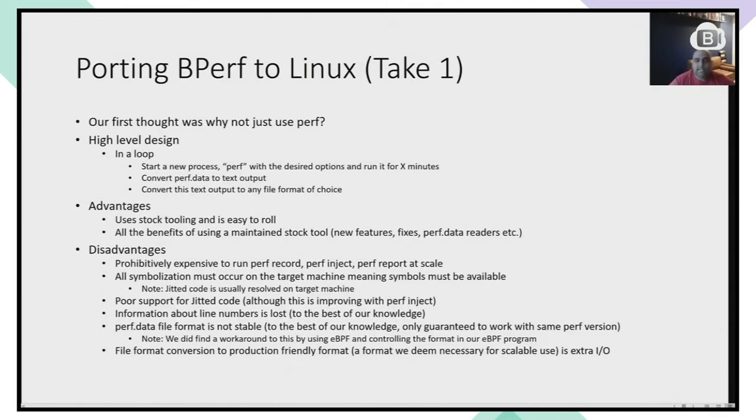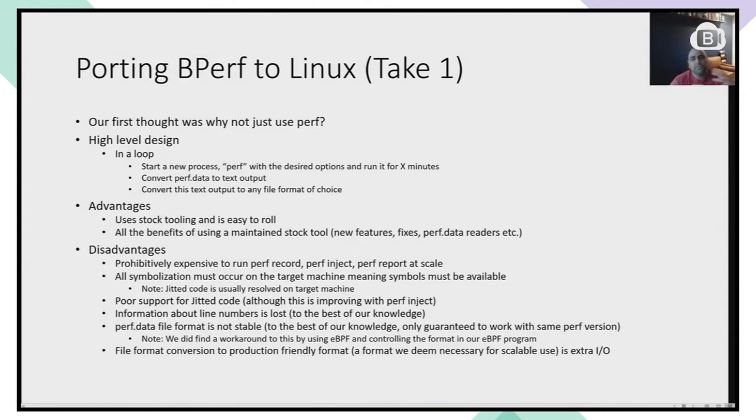But we quickly realized that there are significant downsides to running this in an at-scale system. The first is that perf record, perf inject, and perf report at scale are very I/O intensive. That means you're recording all this data, you're potentially injecting all the JIT information, code that is not in traditional ELF files, and then actually generating the report. All of this takes a lot of I/O. And then all the symbolization must occur on the target machine. That means you have to have symbols for all the code that you are running on the machines, which a lot of times you may not have.